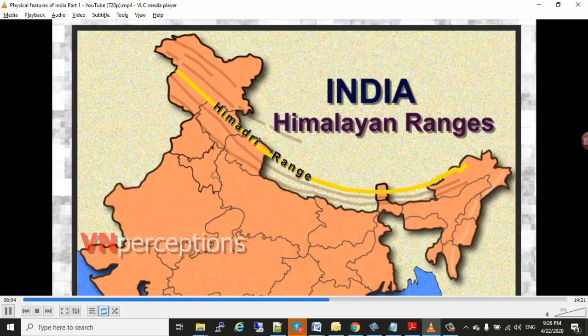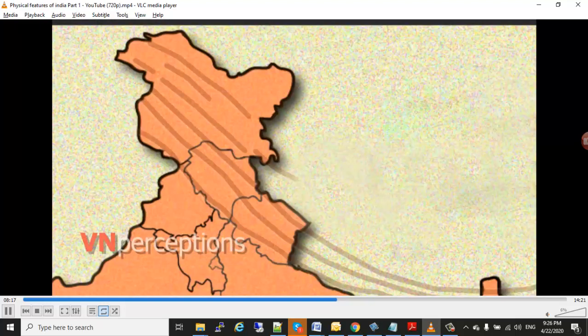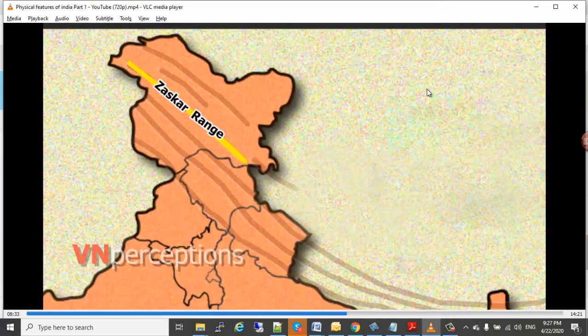The Great Himalayan Range runs northwest to southeast in the western part. Behind this range lies the Zaskar Range. The Zaskar Range is a mountain range in the Indian state of Jammu and Kashmir that separates Zaskar from Ladakh. Geologically, the Zaskar Range is a part of the Tethys Himalayas.